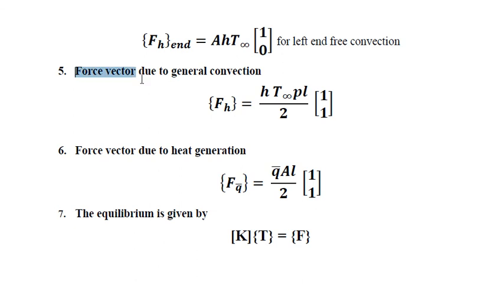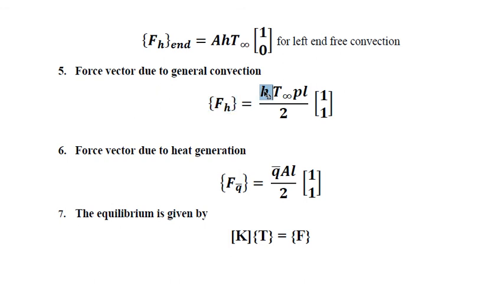Now, force vector due to general convection. This is not end convection. If there is general convection, we have to add one more force vector. I have not written the end suffix here. It is the force vector due to general convection.